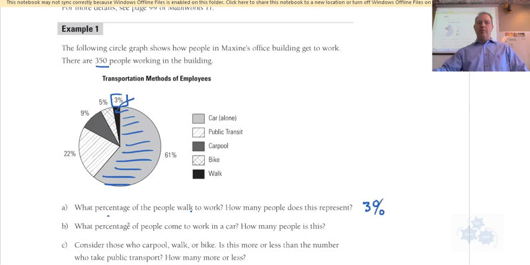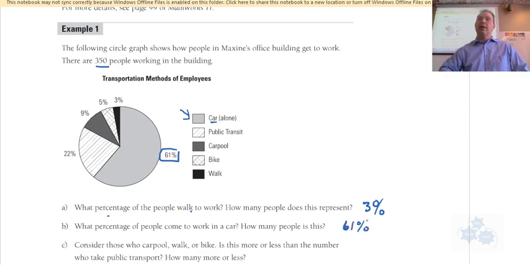What percentage of people come to work in a car? We look over to the right here at where car is, and we look at this color and match that up with the pie chart. I messed that one up already by doing the blue stripes, but you see how it's this one right here. So it's 61%. We get that right from the graph. Everybody good with that? Pretty easy, right?